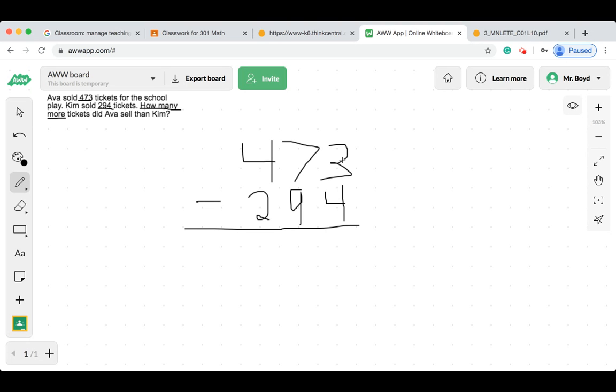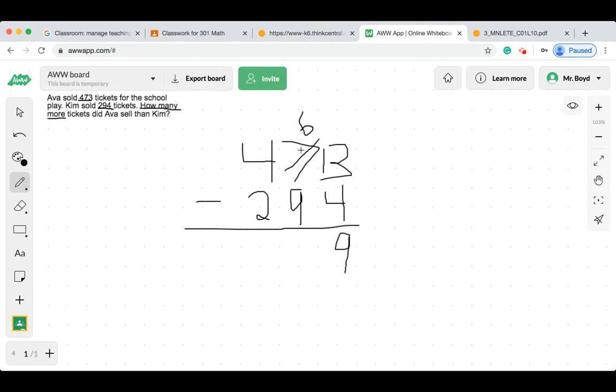So here I will start with the ones. If I have 3 ones and I want to subtract 4, I can't do that because if I only have 3 of something, I can't take away 4. So I'm going to have to go to my next place value, which is my tens, and borrow from my tens. So I will cross out my 7 tens. It will become 6 tens. When I add 10 and 3, it will give me 13 because I'm adding 1 ten to 3. 3 and 10 is 13. So now I can subtract: 13 minus 4 is 9. And I subtracted my ones place value.